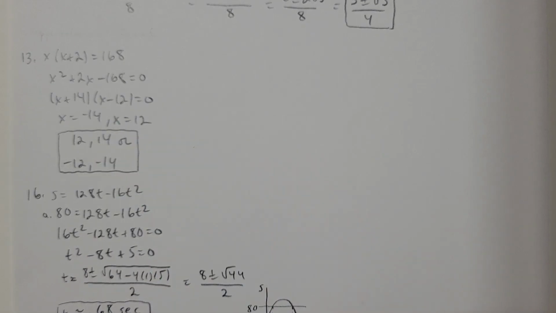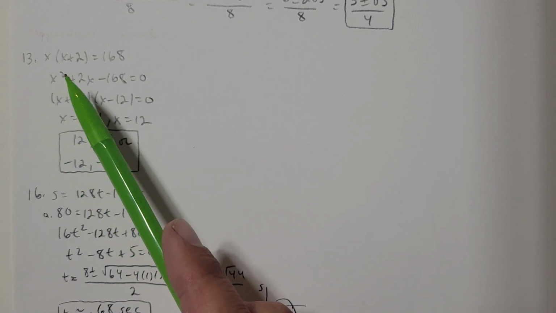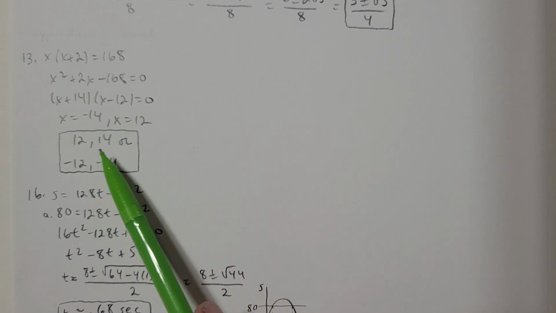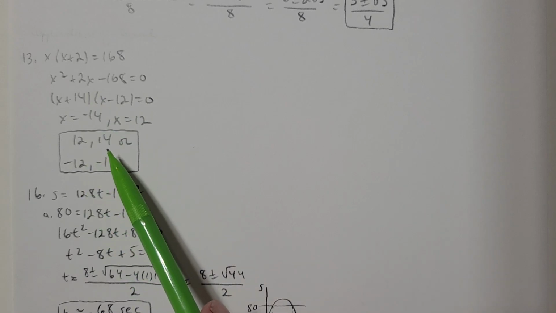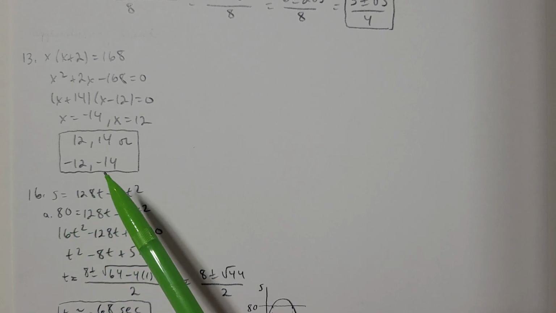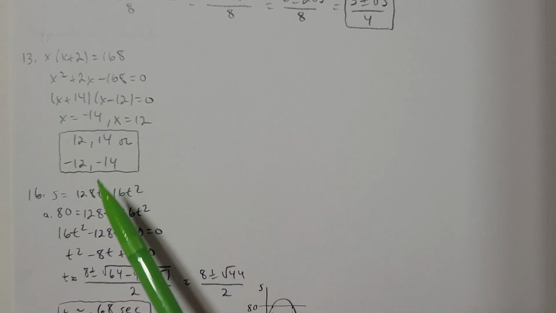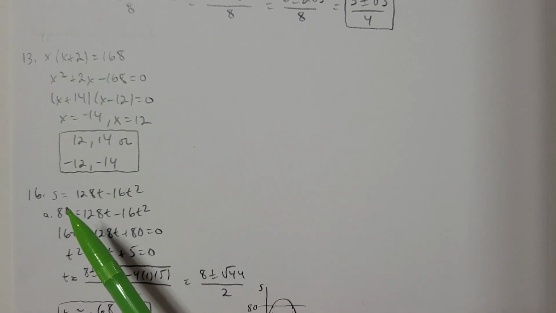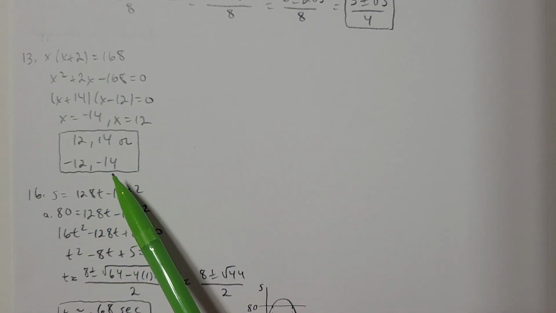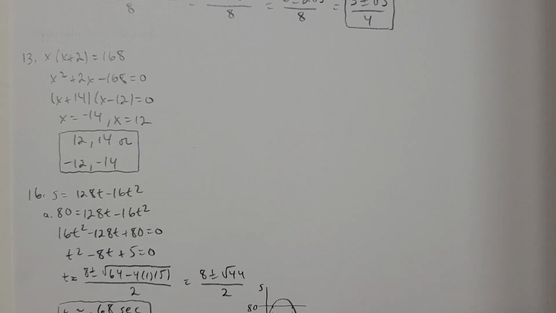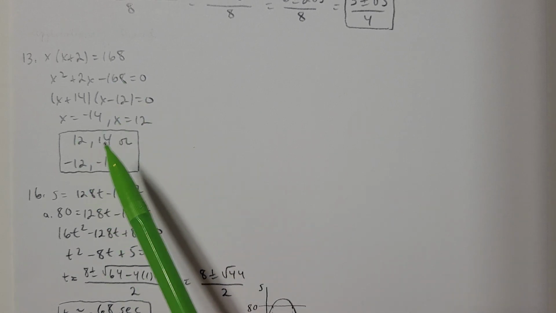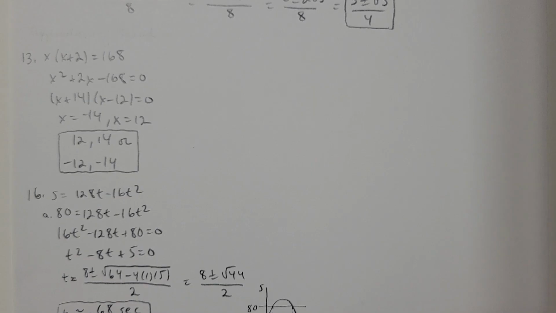If we set each factor equal to 0, it looks like x equals negative 14 and x equals 12. So if x is 12, x plus 2 would be 14, and 12 times 14 is 168. Also, if I take negative 14, then x plus 2 is negative 12. Negative 12 times negative 14 is also 168. Both of these would be solutions to problem 13.